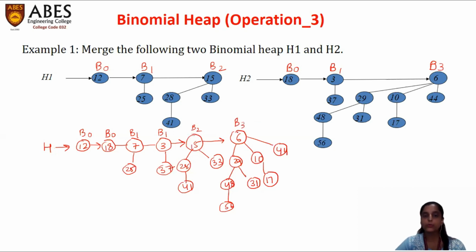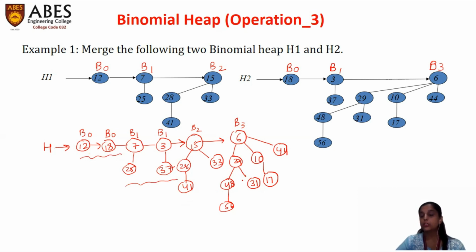But here what we can see is that there are two binomial trees of the order B0. See, these two are of the order B0. These two are of the order B1. This is of the order B2, and this is of the order B3.